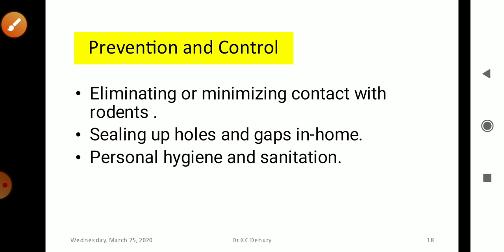So finally, the prevention and control. As there is no specific treatment for the disease, prevention is always preferable. There is a very good saying in our medical science, that prevention is better than cure. We can prevent the maximum of diseases by controlling ourselves, by controlling our environment, so that we can minimize n numbers of diseases in our day-to-day life.